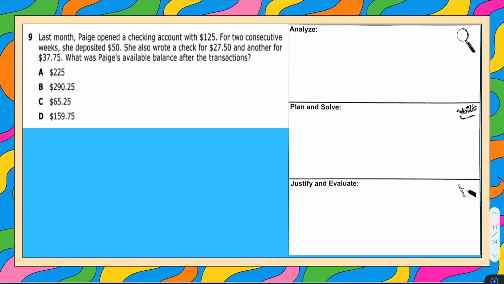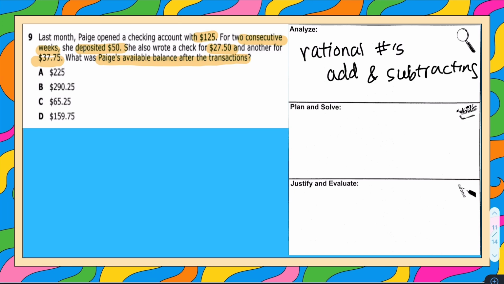Question number 9. Last month, Paige opened a checking account with 125. For 2 consecutive weeks, she deposited $50. She also wrote a check for $27 and another for $35. What was Paige's available balance after the transaction? So this is rational numbers, adding and subtracting. So our plan is to identify our numbers. We can combine the negatives and combine the positives, and then different sign subtract, same sign add.